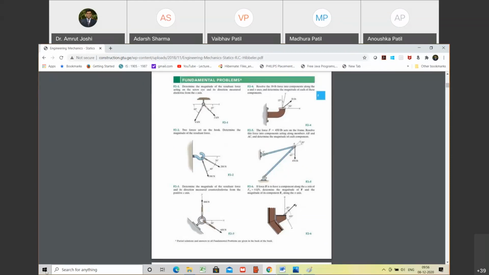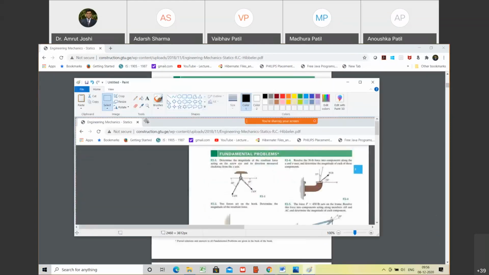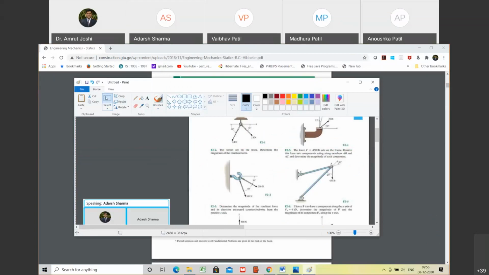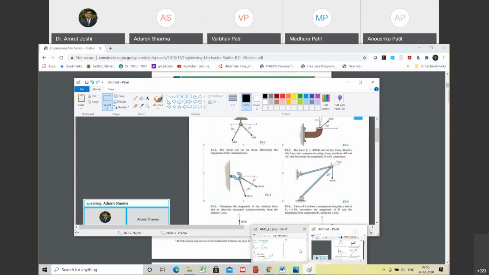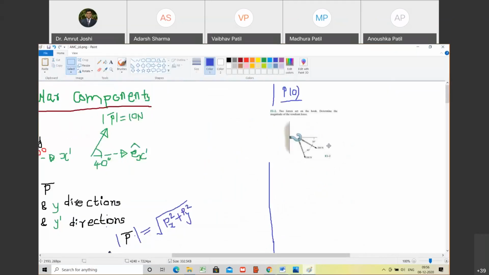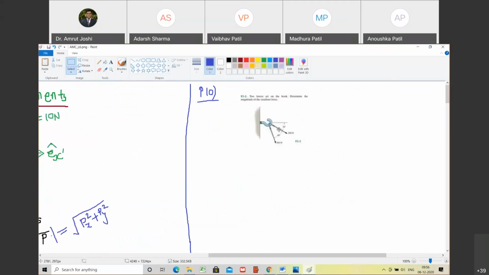Just give me a minute. Print screen. In Paint, paste it, select the second problem. And I will take it here. So this is the problem that we are going to solve. Is it visible? Yes, sir.